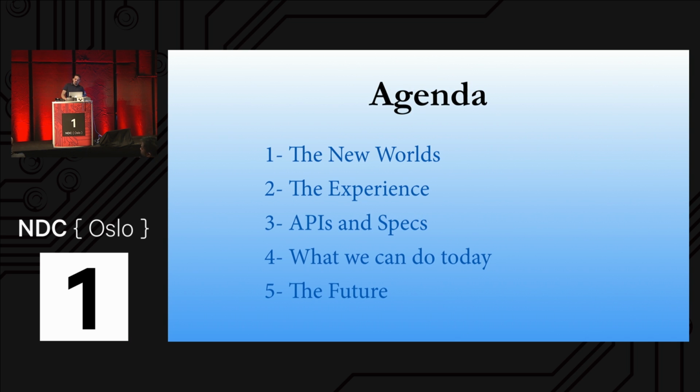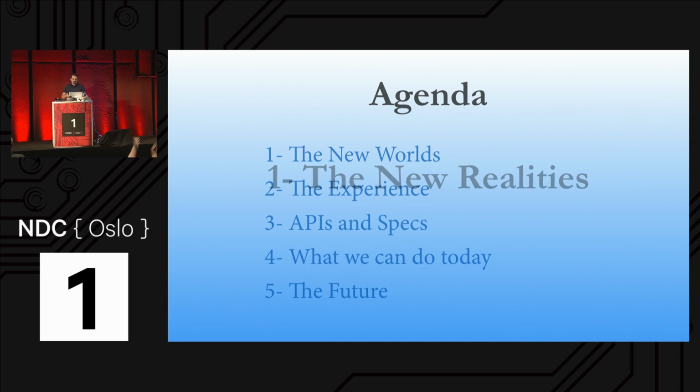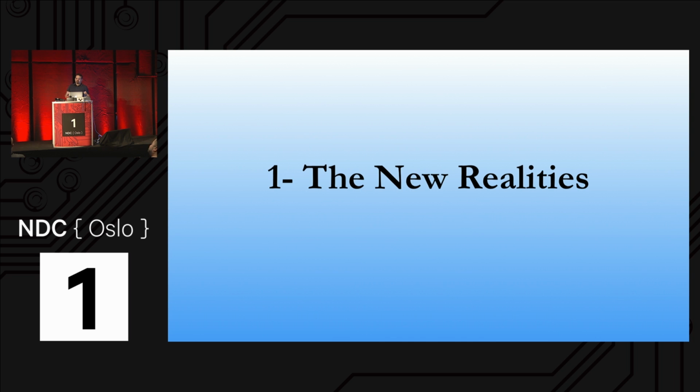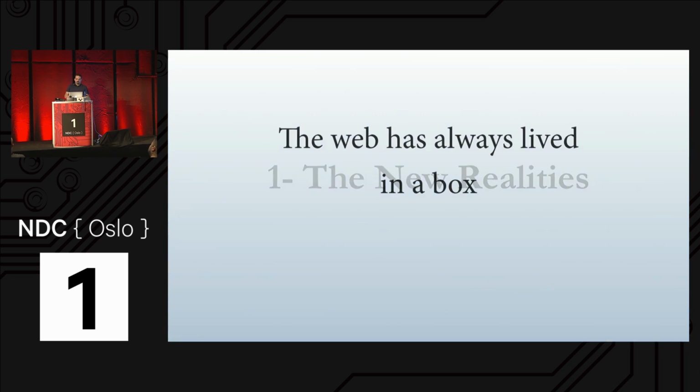So we're going to start talking about the new worlds. For you to get an idea, I want to give you an idea of how these new realities look, how the experience looks from a web point of view. So we're going to see how the web is getting into these realities today, then the APIs and specs that are currently available and are going to be available in the near future, what we can do today with some examples of frameworks and things that you can do, and finally the future. So what's coming in the near future, based on the new realities that we have available now for the web.